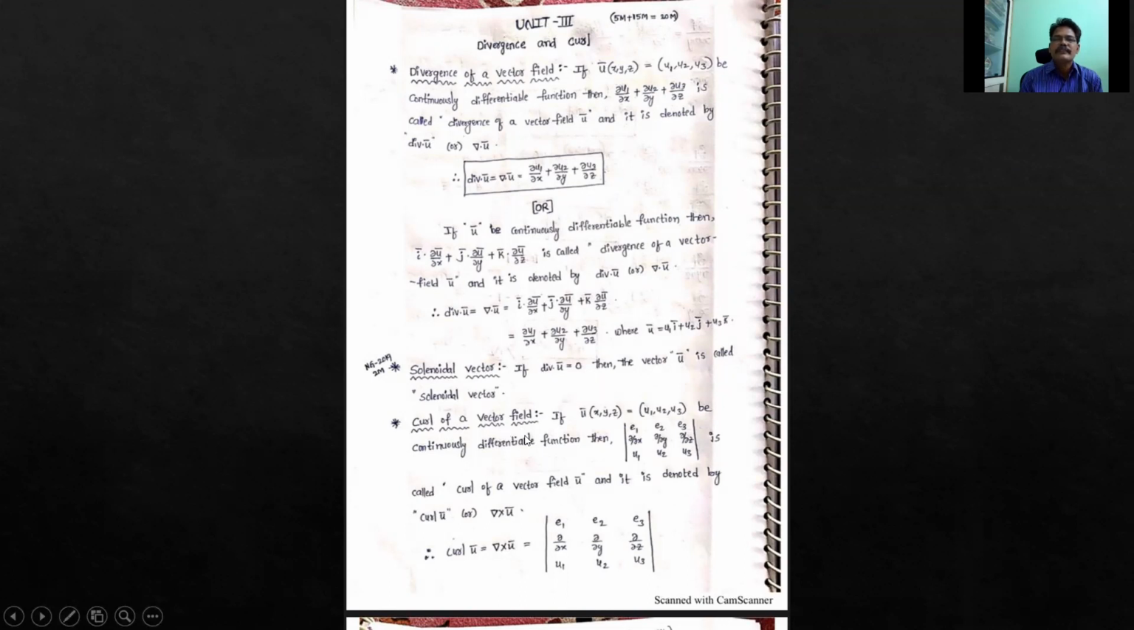Can we define the curl of a vector field? Here we observe that u bar is a vector, but the divergence of u bar is a scalar. Now the curl: if u bar (x, y, z) equals (u1, u2, u3) is a continuously differentiable function, then the determinant with rows e1, e2, e3; ∂/∂x, ∂/∂y, ∂/∂z; u1, u2, u3 is called the curl of vector u bar, and it is denoted by curl u bar or del cross u bar.